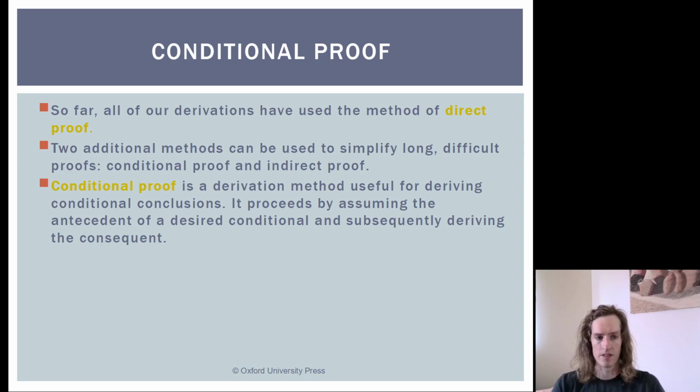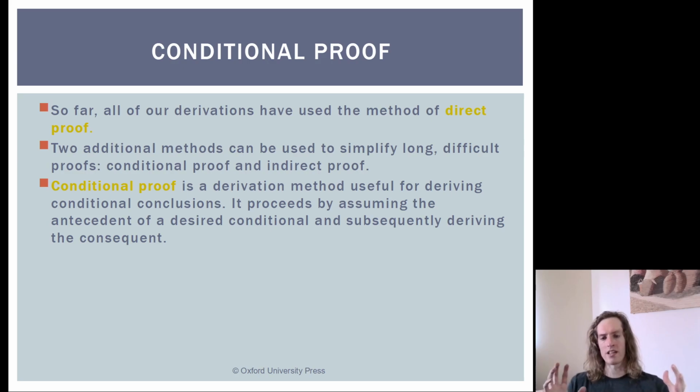Conditional proof is a derivation method useful for deriving conditional conclusions, but it's also useful for deriving other conclusions or just parts of proofs that we need. But the most obvious case where we can use it is when the conclusion that we're looking to show is itself a conditional statement, for example, if P, then Q. So it proceeds by assuming the antecedent of a desired conditional and subsequently deriving the consequent.